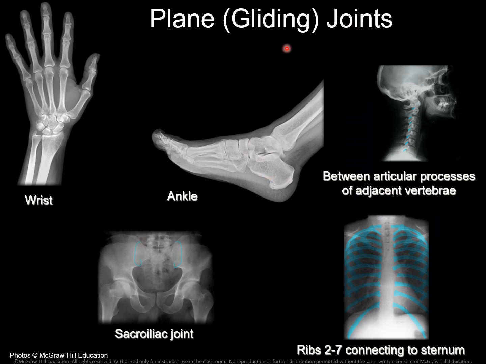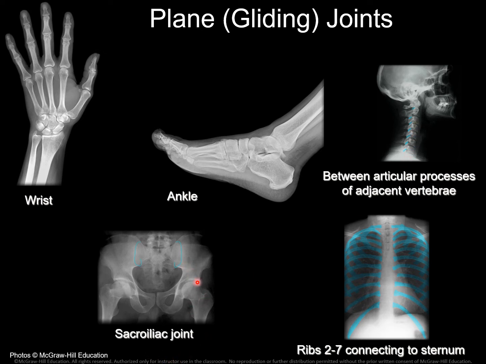Plane or gliding joints. Remember that the ends of the bones in these joints are going to be flat. Both bones joining up are flat, and so we're going to be able to do a gliding movement with that. So bones between the carpals, we're going to be able to do some plane or gliding with that. The ankle, basically in between your tarsal bones. Between articular processes of adjacent vertebrae, again, I probably won't ask you that detail.